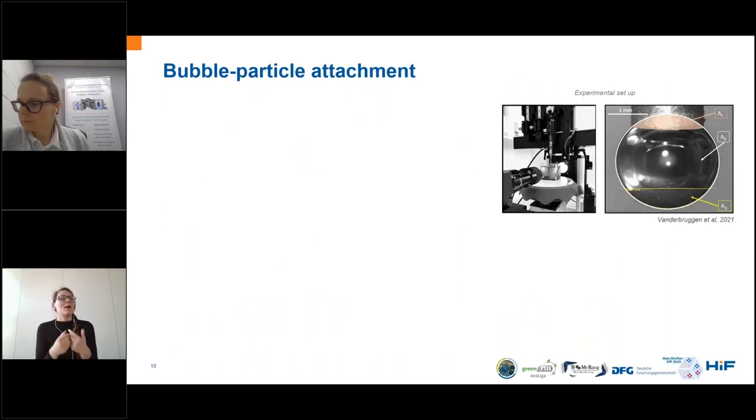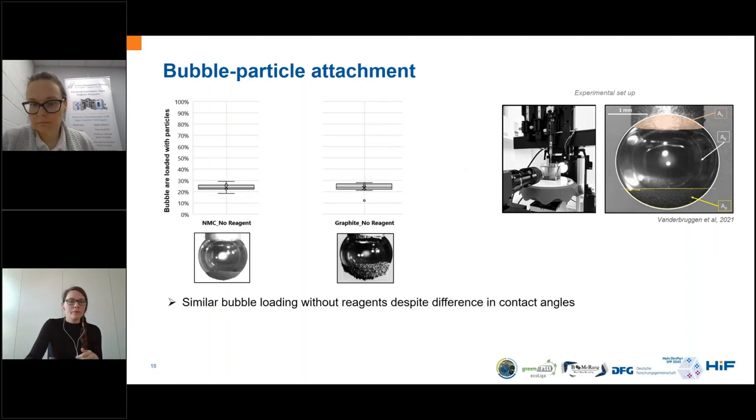Okay, now I want to come to the particle bubble attachment. So again, we have this little setup. The left picture shows how it looks in our lab. We have this tiny glass vial filled with our suspension. We have the syringe from the top where we create the gas bubble. We have the particles. We stir the suspension, and after ending the stirring, we let everything settle, and then we can analyze the bubble loading, how much percentage of the surface of the bubble was covered with particles.